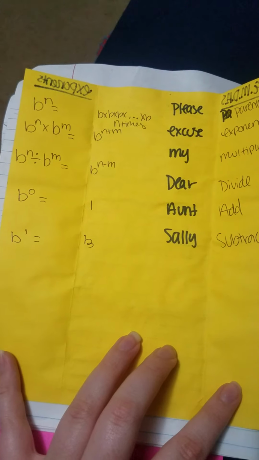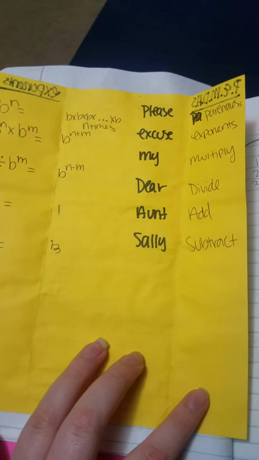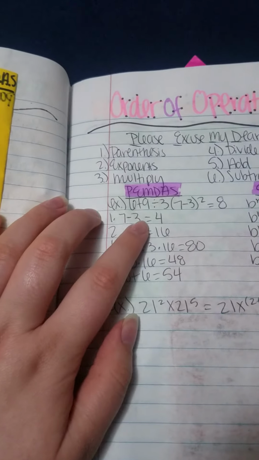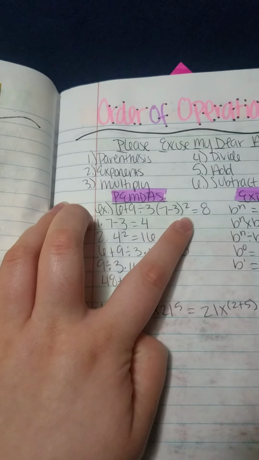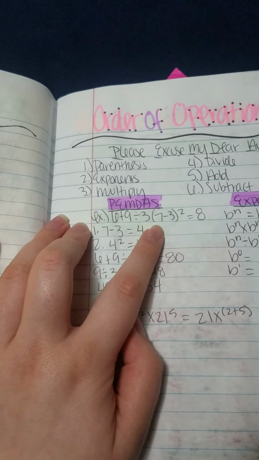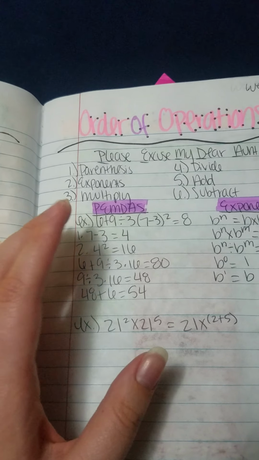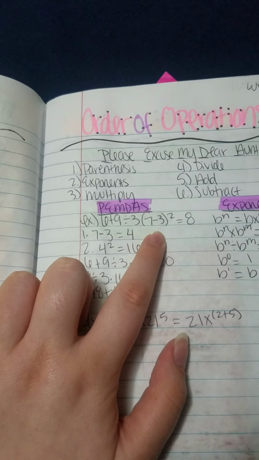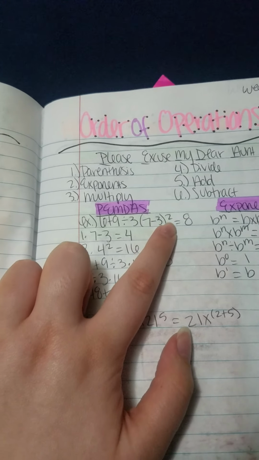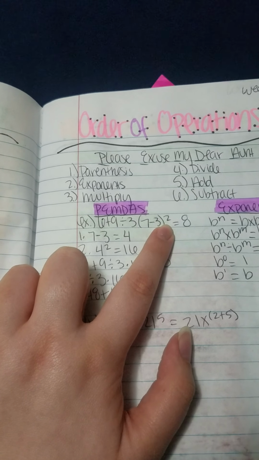One example of Please Excuse My Dear Aunt Sally is shown right here. It's this long drawn out equation, and in order to better understand it, we would break it down. Please, we would start out with parentheses, so 7 minus 3 is 4. Excuse means exponent, so 4 squared is 16.